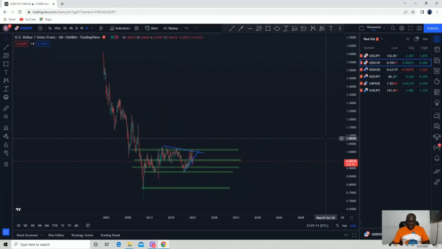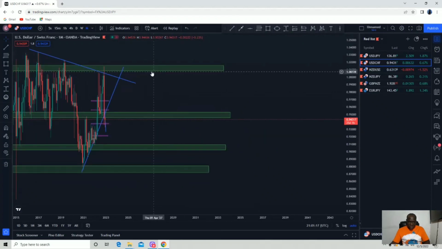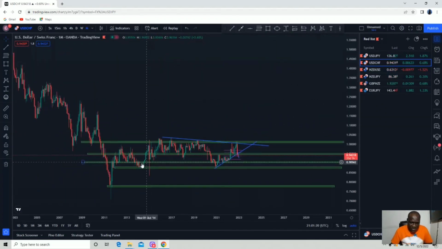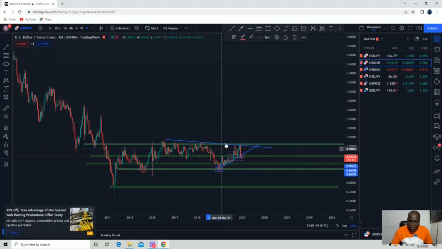All right, we're here. As you can see on this monthly time frame, how I did the technical analysis was I started looking at the support and resistance. This side is a support, and this is also a support. That was how I got my first structure. This side is also a support. That's how I got this first structure.